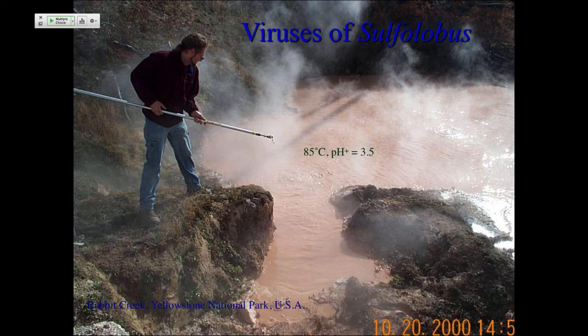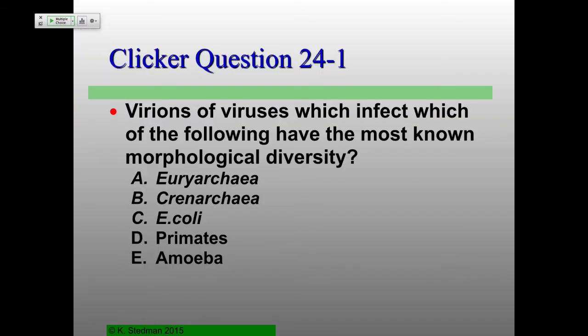Since I promised that we would have clicker questions today, why don't we start with our first one? See if we can get 100% on all of them today. That would be nice. So virions of viruses which infect which of the following have the most known morphological diversity? Euryarchaea, Crenarchaea, E. coli, primates, or amoeba?